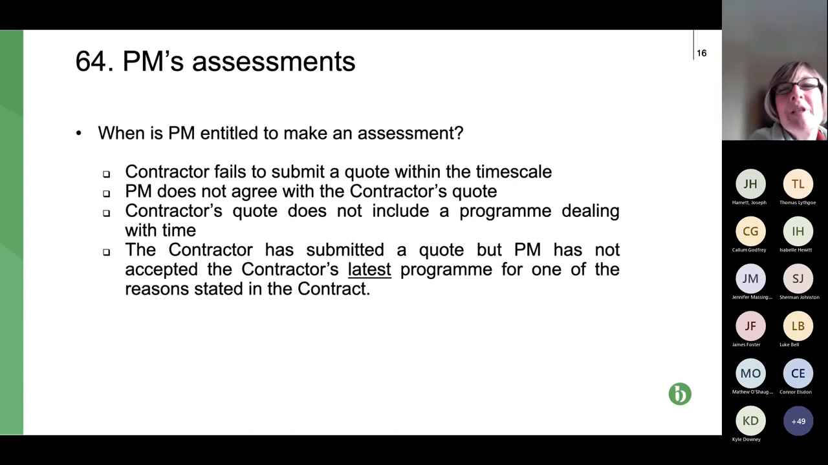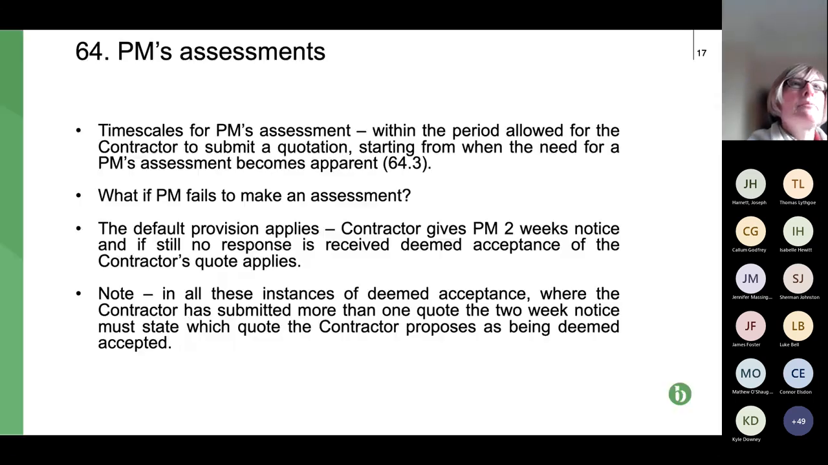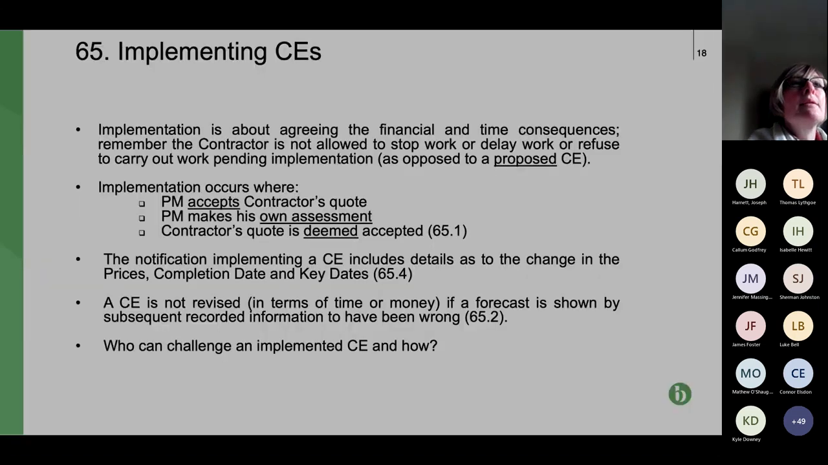So that's one of the reasons why the programming is really important. It's really critical that the contractor gets the programmes correct to avoid a situation where the PM refuses to accept them. Next slide, please. Yeah, so we've covered all of that, so we'll just move on to the next slide.